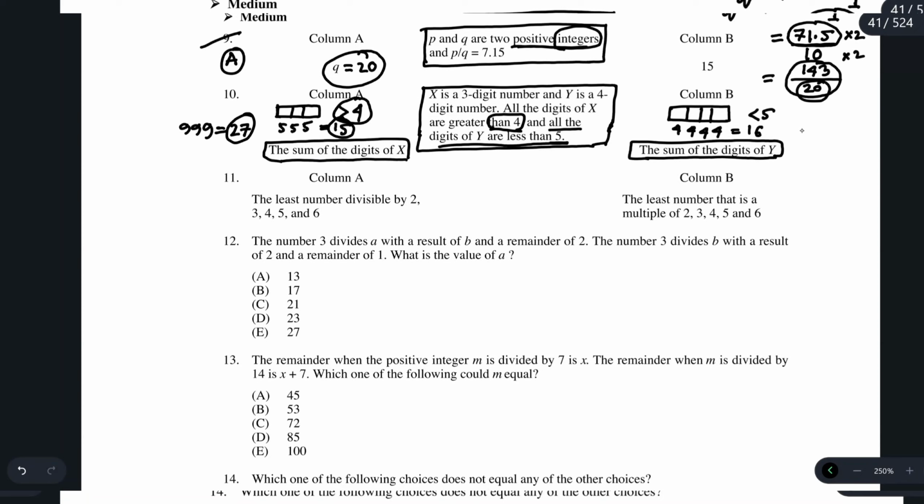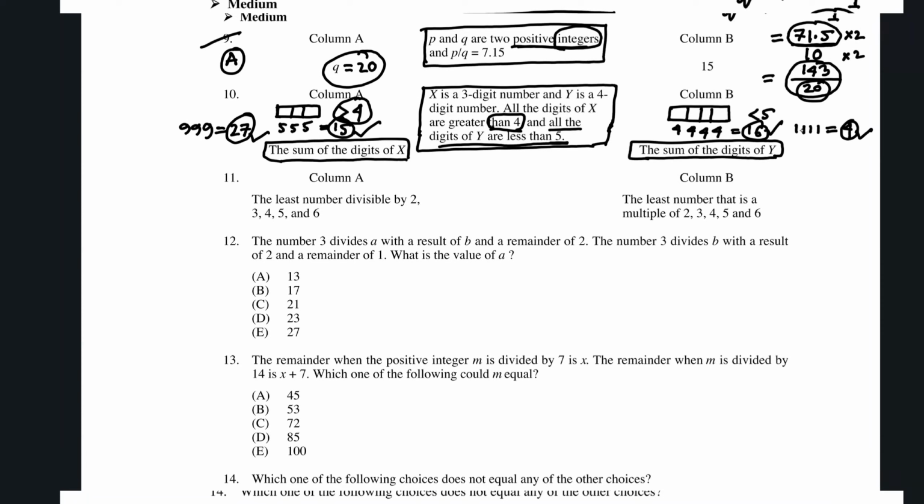And if we take 9, 9, 9, the sum of all the digits should be 27. Earlier it was 15. And for column B, if we try to minimize the value, we can take 1, 1, 1, 1, and the sum of all the digits should be 4. Earlier it was 16. So in one case, column A took 15 and column B took 16. Column B was higher. Now column A has a value of 27, column B has a value of 4.